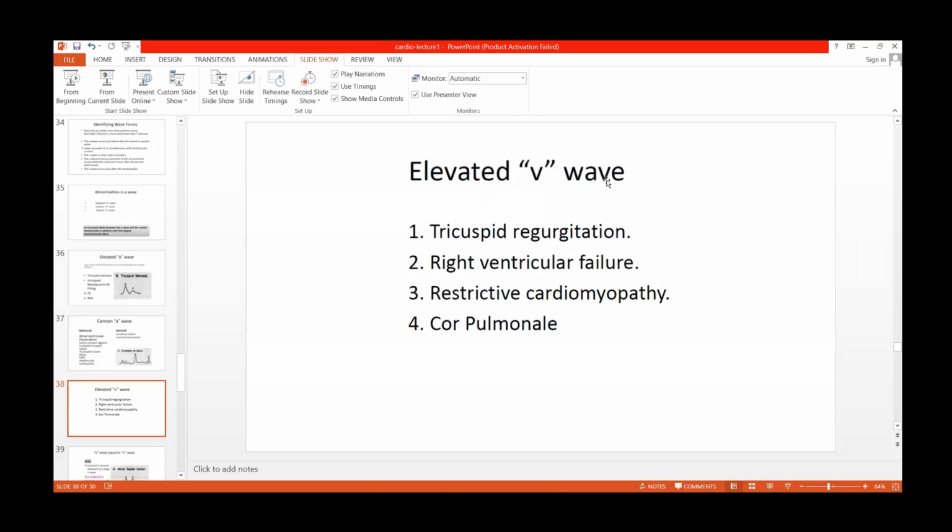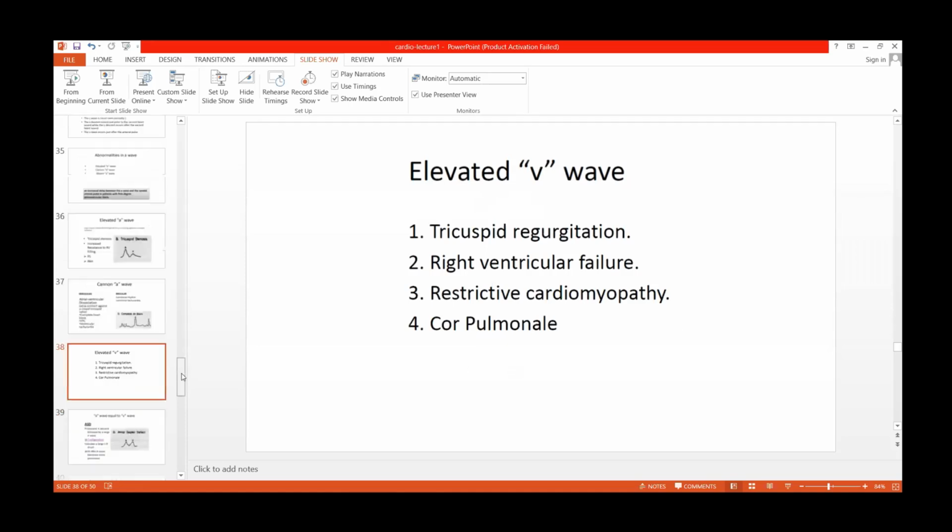Another important cause is right ventricular failure, restrictive cardiomyopathy, or cor pulmonale. These are also important causes of elevated V waves.